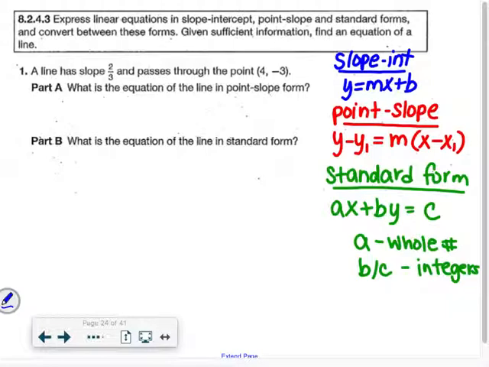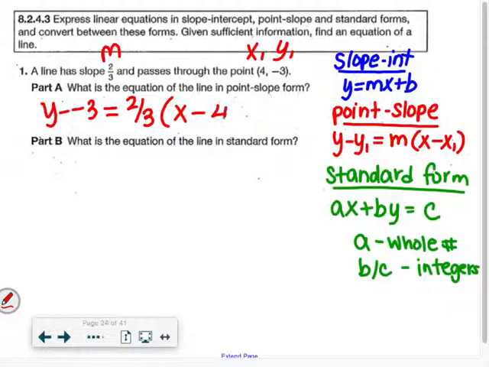Okay, so what's the equation for the line in point-slope form? So point-slope form, y minus, so my slope is m, my point is x1 and y1. So y minus negative 3 equals 2/3 times x minus 4 would be my equation. So minus negative at the beginning is a plus. So simplified, my equation is y plus 3 equals 2/3 times x minus 4. Now, standard form, this is very, very, very tricky. So I'm going to take this equation that's in point-slope, and I am going to simplify this to get it into standard form.